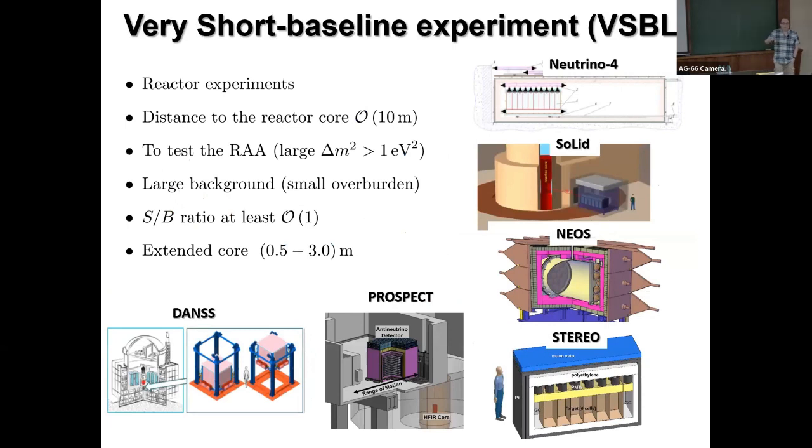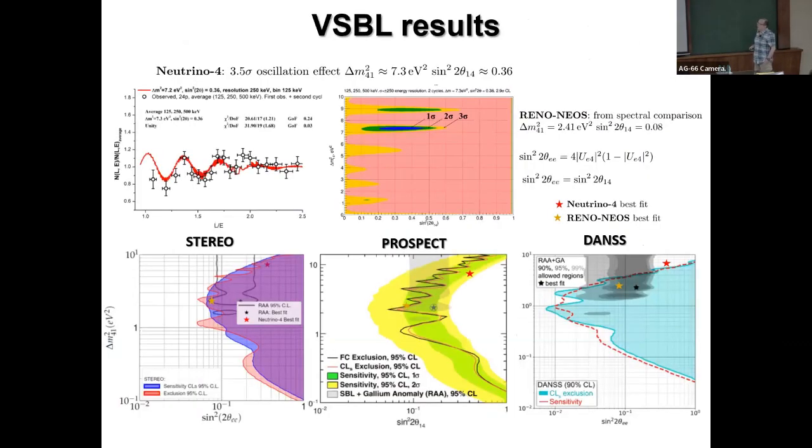Then again, we physicists design other experiments to test this anomaly, the reactor antineutrino anomaly. There are a bunch of experiments. We are going to mention only the general characteristics. These experiments have a distance to the reactor core that is very close. The idea, of course, is to test the reactor antineutrino anomaly. They have large background, and the signal to background ratio is high, and this is also an extended core. So there is this bunch of experiments that try to test this reactor antineutrino anomaly. And what is the status of that?